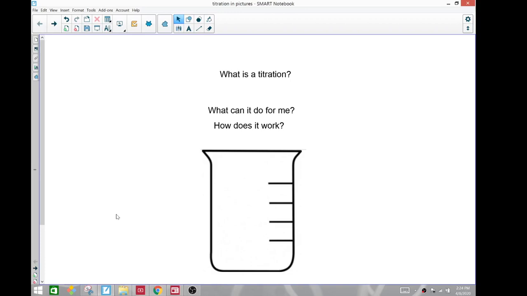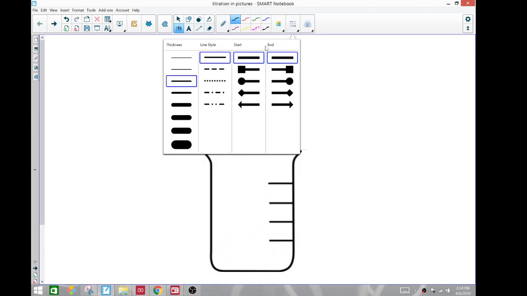Good afternoon, this is Schweitzer, and this is a short little video on titrations and neutralization reactions. The name of this process is commonly referred to as a titration.